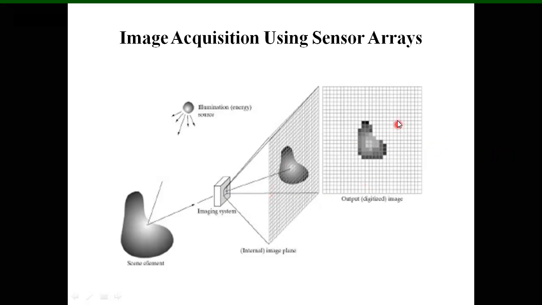This is image acquisition using sensor arrays. The image captured by this imaging system will appear as an output image, a two-dimensional image in spatial coordinates. This figure shows individual sensors arranged in the form of a 2D array. Electromagnetic and some ultrasonic sensing devices are frequently arranged in an array format.